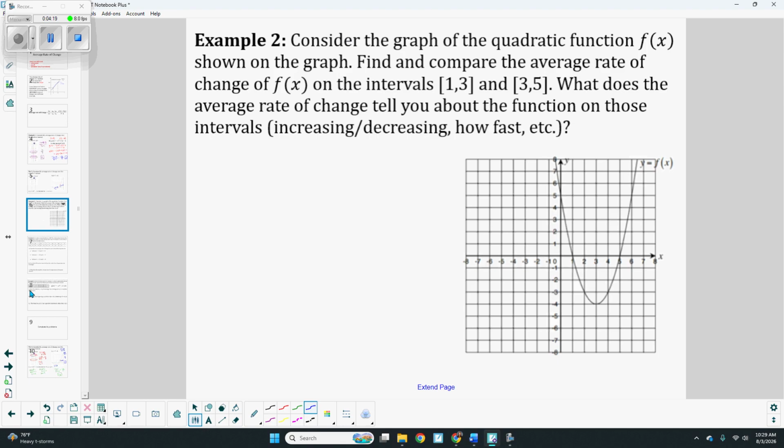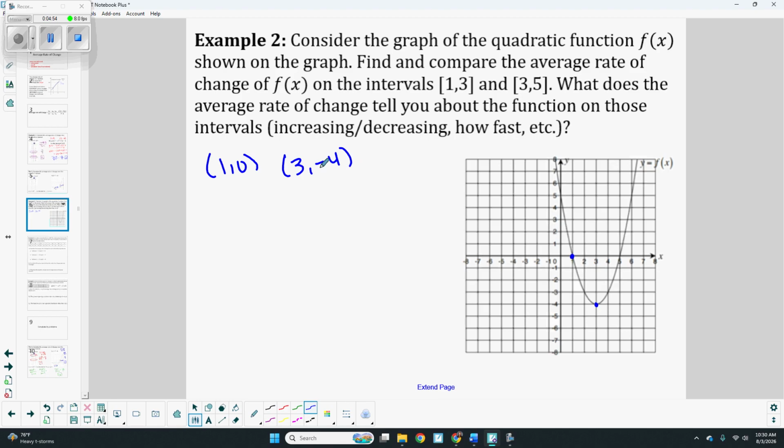All right, so example 2, we're going to consider the graph of this quadratic function shown on the graph. We want to find and compare the average rate of change on the two intervals, 1 to 3 and 3 to 5. And then what does the average rate of change tell us about the function on those two intervals? Are they increasing, decreasing? How quickly? Things like that. So first, I'm going to identify where x is 1, it's 0. And when x is 3, it's -4.